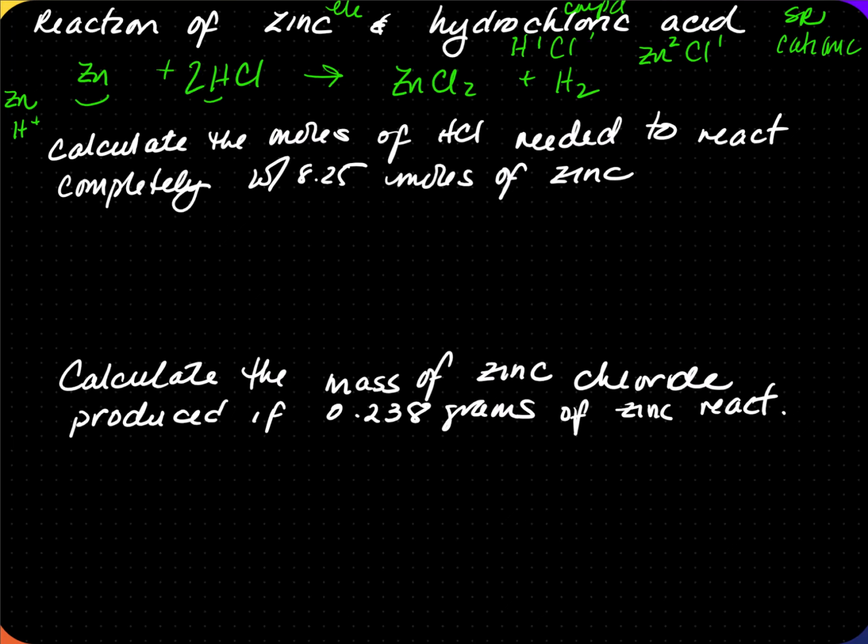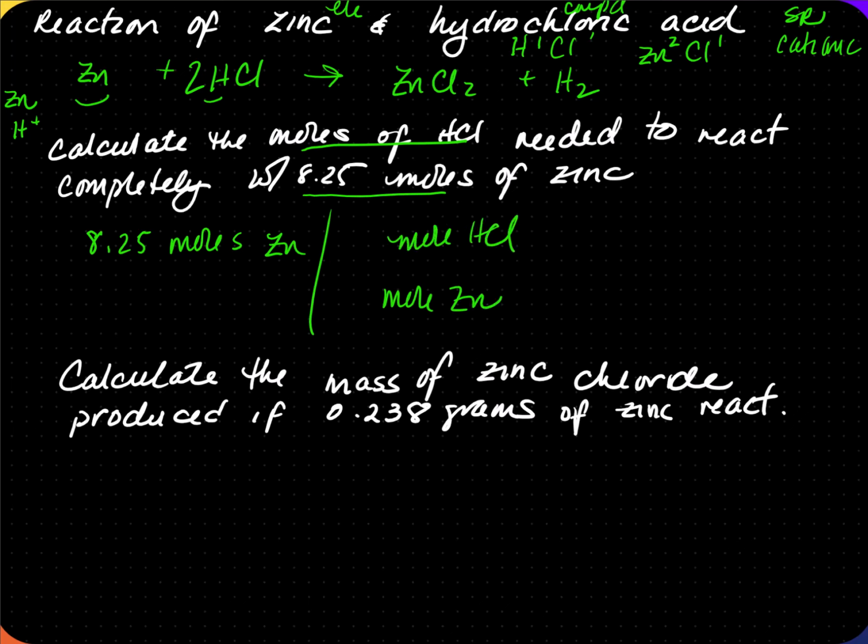So we need to calculate the moles of HCl to react with 8.25 moles of zinc. So I'm going to start with what's given, 8.25 moles of zinc. Diagonal units have to be the same. So this has to be moles of zinc. We could go to moles of HCl because this is mole ratio. Mole ratio is when we can change elements in compound.